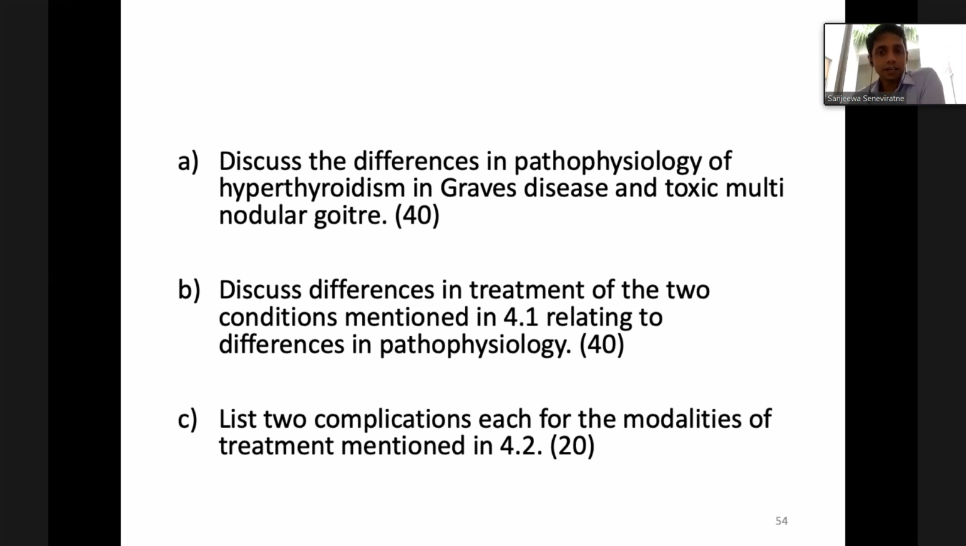It is simply control of autonomous cells with medication followed by definitive treatment, which is surgery or radioactive iodine therapy. Whereas in Graves' disease, those two are reserved for patients who do not respond to medical management in general, but there are exceptions. But in general, we try medical management. Only when it fails, we go for surgery or radioactive iodine therapy because of this difference in pathophysiology. So you have to describe that clearly.